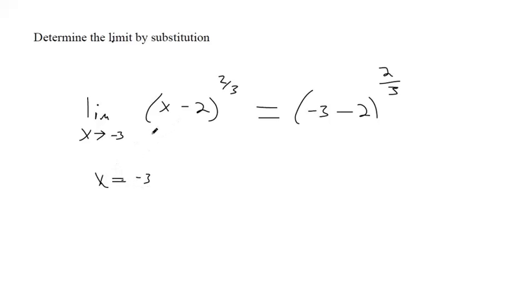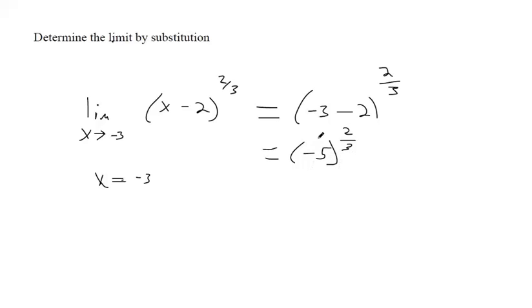We plug in -3 because we don't have any divide by zero problems, no asymptotes or anything like that. Later on in calculus, we'll look at things where there are asymptotes and we'll be able to say what the limit is. That's for later. There's so much I want to say, but I need to limit myself to the problem that we have. So 5 to -2/3.